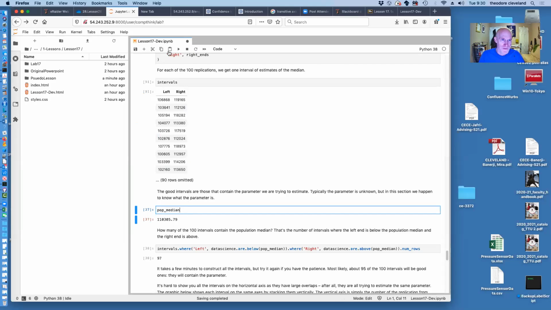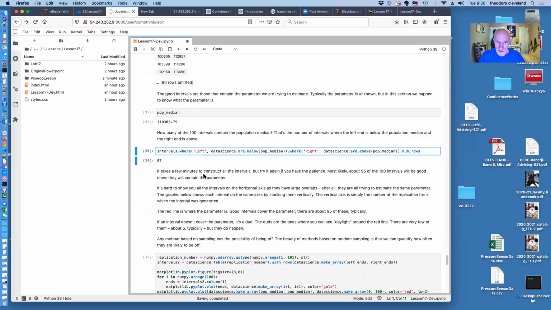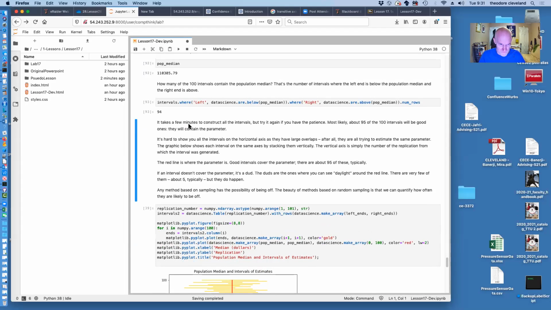In this section, we happen to know what the parameter is: 110,000. Now we're going to count the number of intervals where the left is below this value and the right is above this value. We want to count how many intervals contain the population median. We run that count: 94. We were shooting for 95, so that's not bad. About 95 to 100 should be good, meaning they contained the parameter. In our case, it was 94.